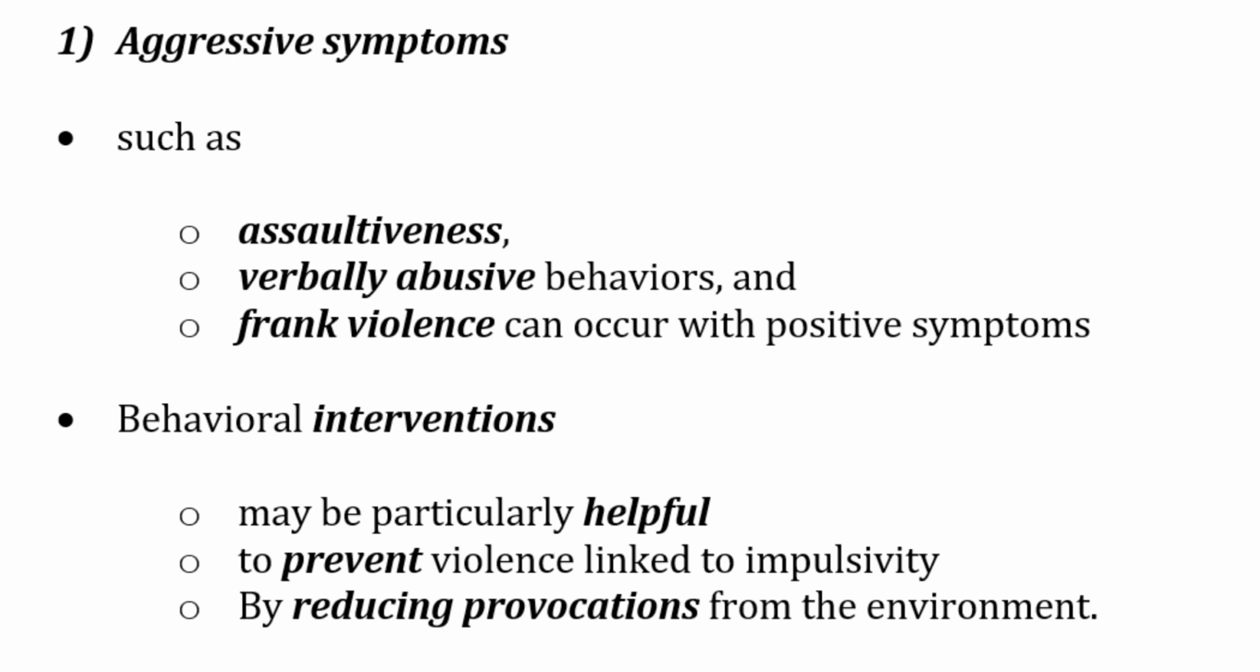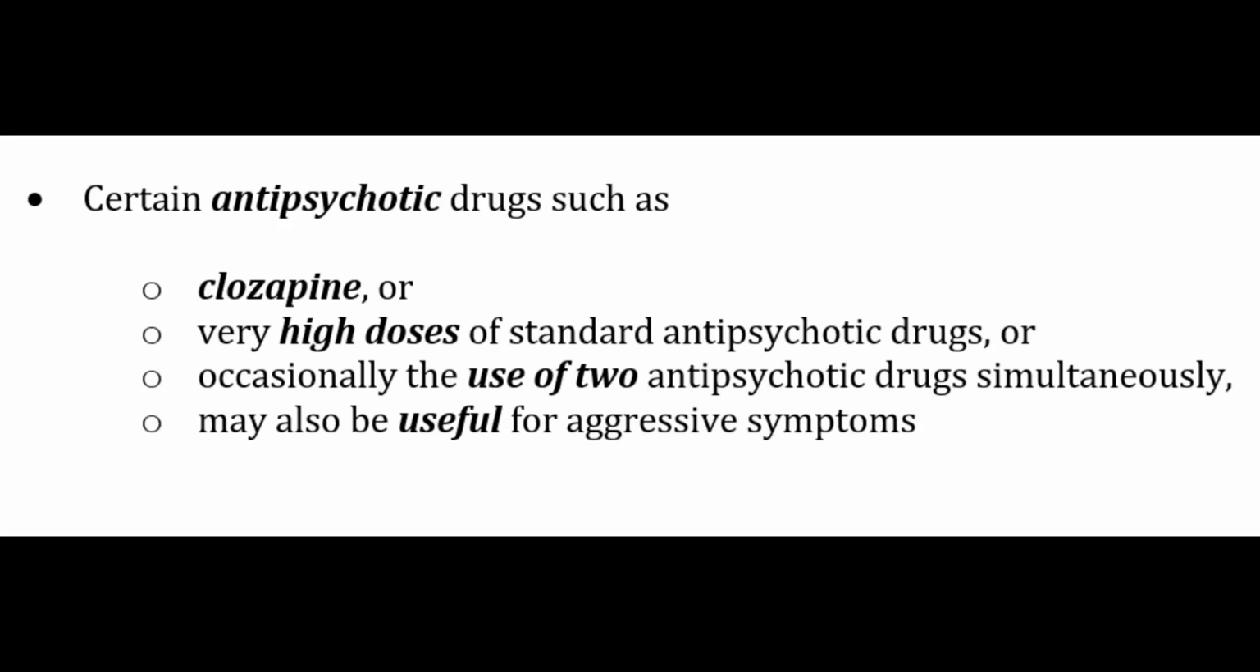For this, behavioral interventions may be particularly helpful to prevent violence linked to impulsivity by reducing provocations from the environment, as well as certain antipsychotic drugs such as clozapine or very high doses of standard antipsychotic drugs, or occasionally the use of 2 antipsychotic drugs simultaneously may also be helpful in aggressive symptoms.